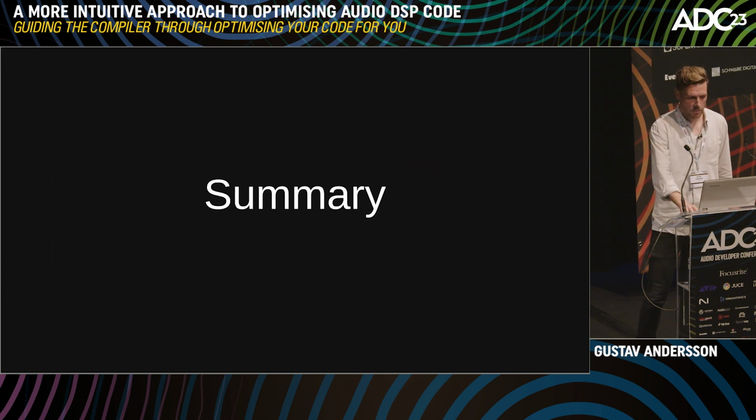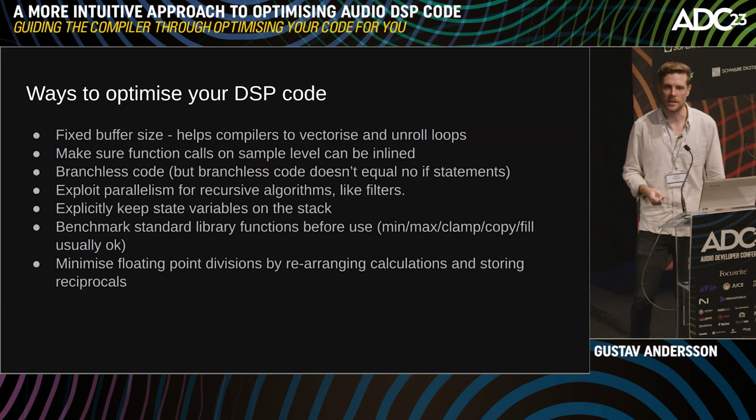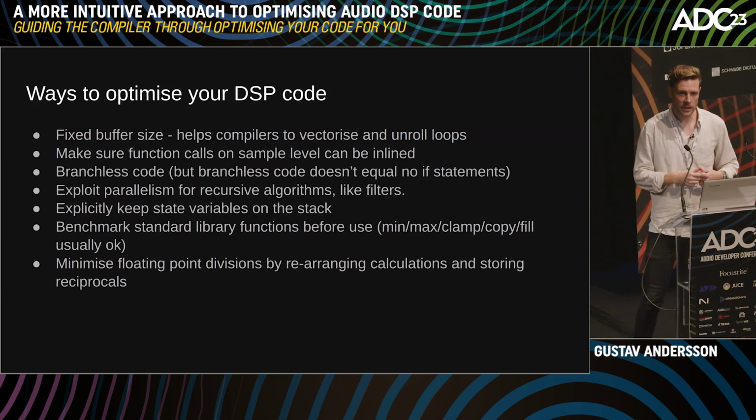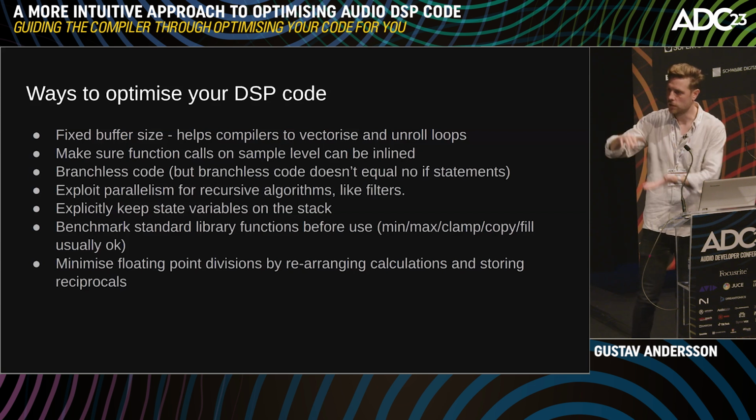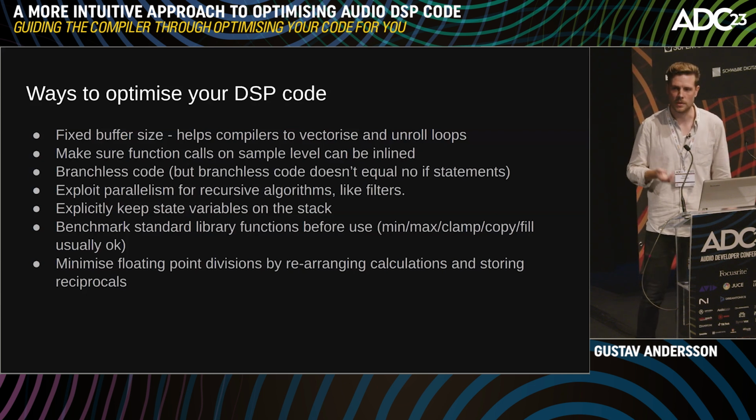Yeah. So just to wrap this up, a few pointers on things you can do to help the compiler optimize your code. You should ideally use a fixed buffer size, because that will give the compiler a lot more room to optimize and vectorize. Make sure that all the functions you call in your inner loop can be inlined. Write branchless code, but branchless code might not actually be what you mean. Sometimes it already is branchless. Try to exploit this kind of parallelism for recursive filters. You can try explicitly keeping state variables on the stack, or you can go for more restrict-like semantics.